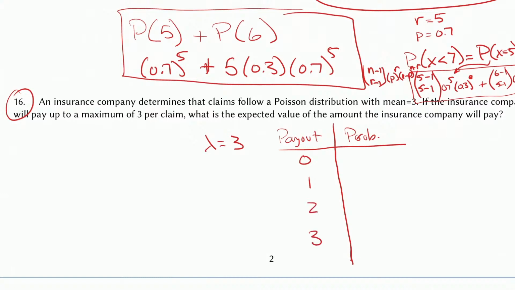Once I make this table, the rest of it you can do yourselves because this is a standard expectation. You're doing expected value. So if the payout is 0, the probability of 0 is going to be e to the negative 3. Remember, it's lambda to the 0, e to the negative lambda, over 0 factorial.